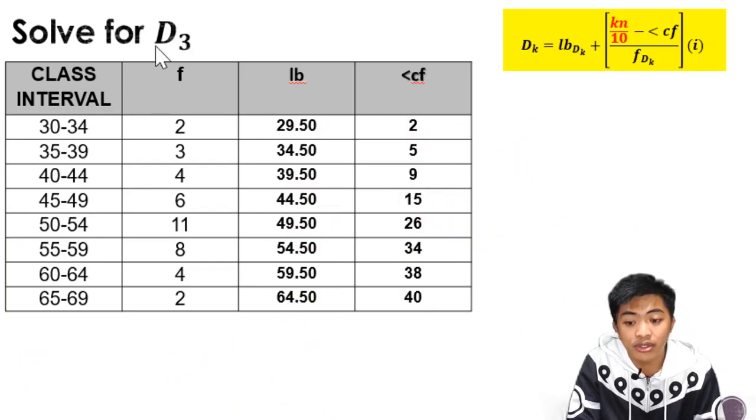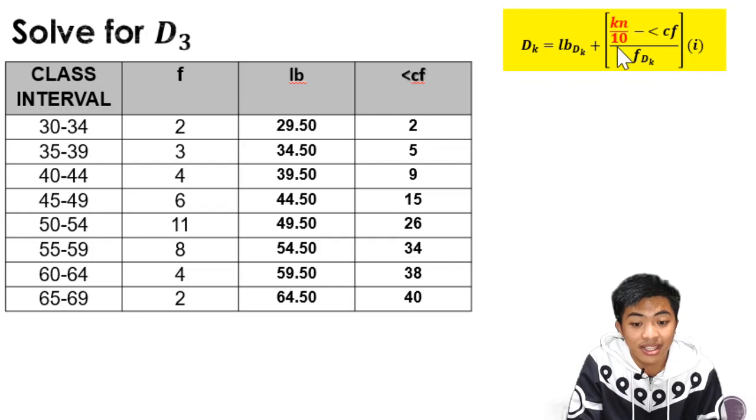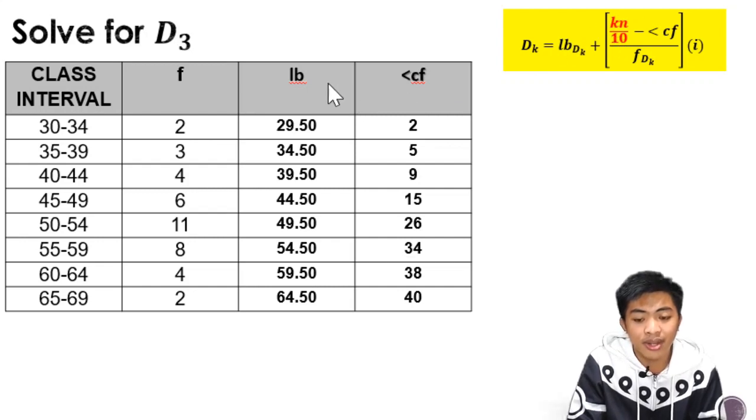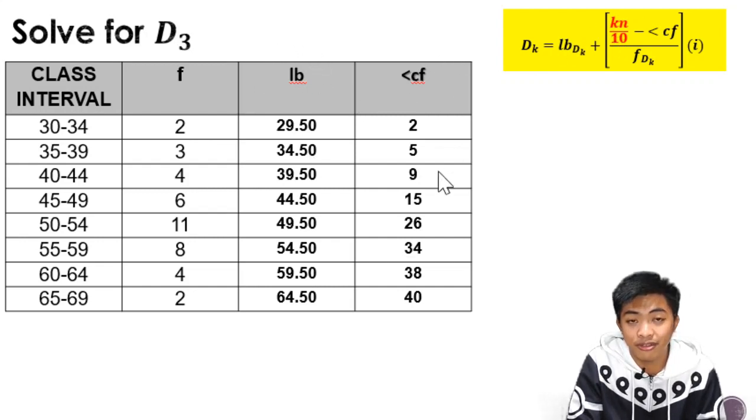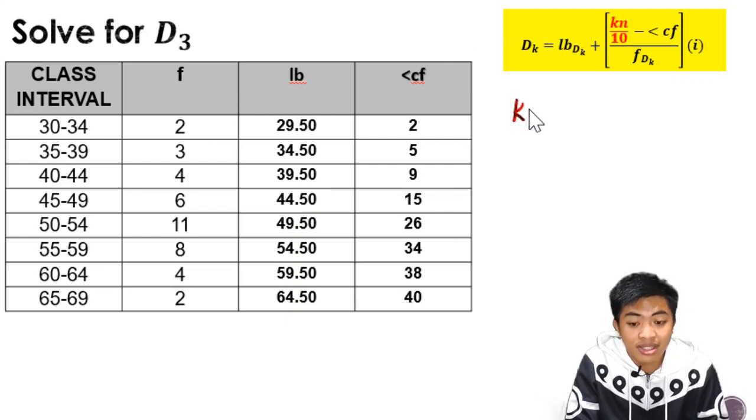Here we are going to solve for the third decile. So decile naman, papalitan lang yung denominator ng 10. Itong part na to ng formula. Okay, so alam natin ang pagkuha ng lower boundary at saka yung less than cumulative frequency. Now we determine the third decile class.